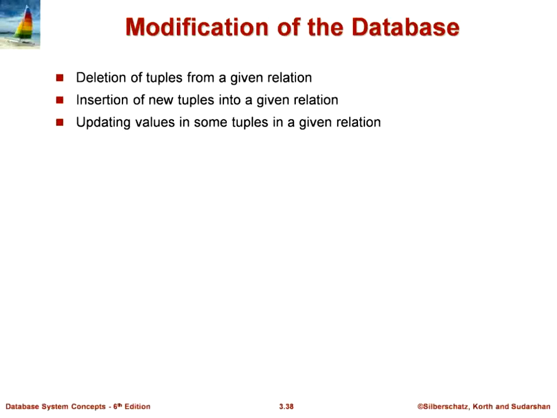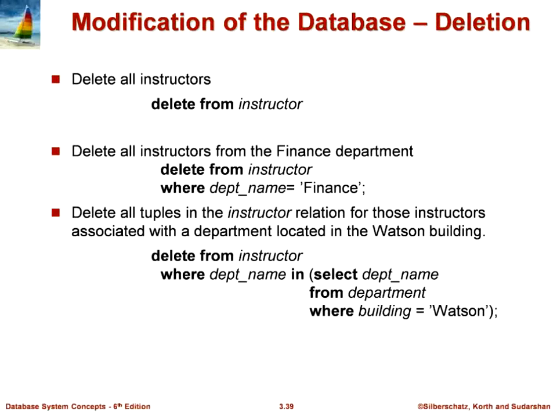You perform modification of the databases by deletion of tuples, insertion of new tuples, and updating of values in some tuples. You can delete all instructors by delete from instructor. You can delete all instructors from the finance department by using delete from instructor where department equals finance. So all the instructors with the department name equal to finance will be deleted.